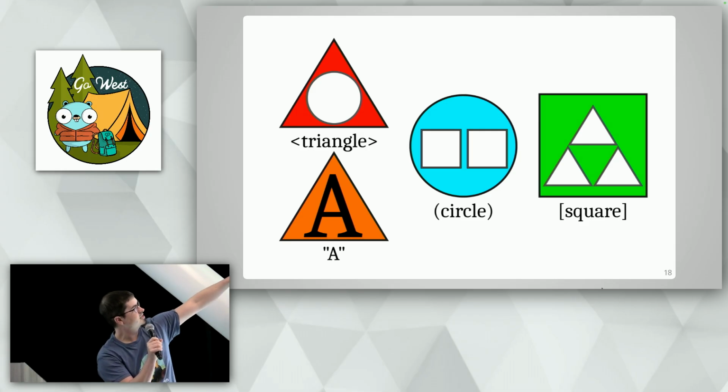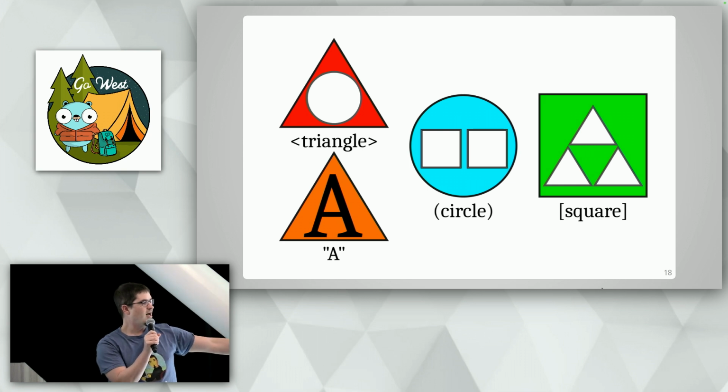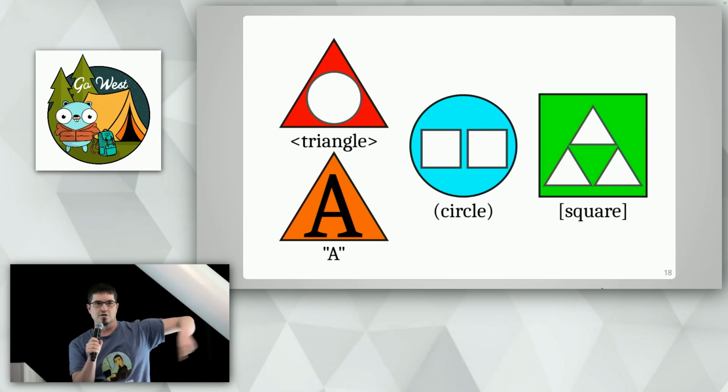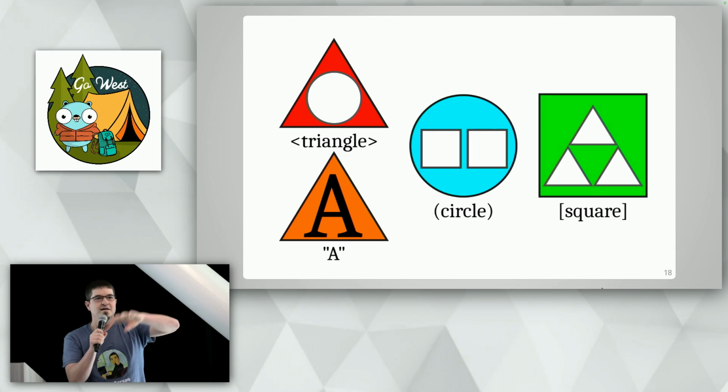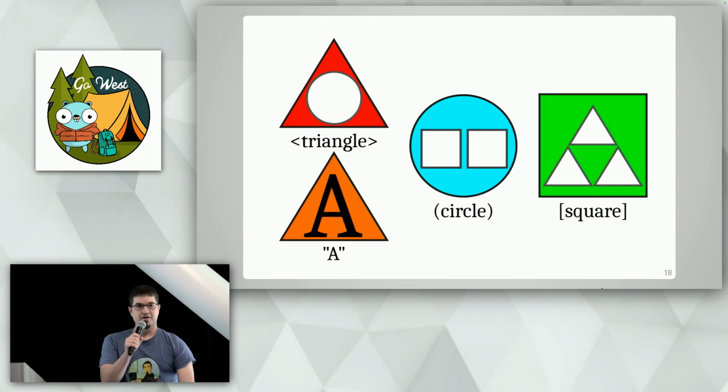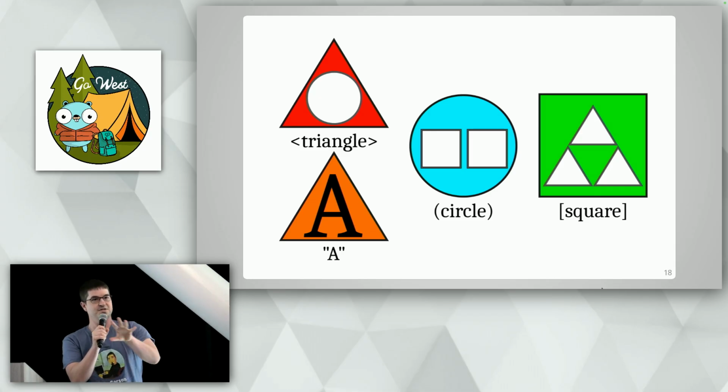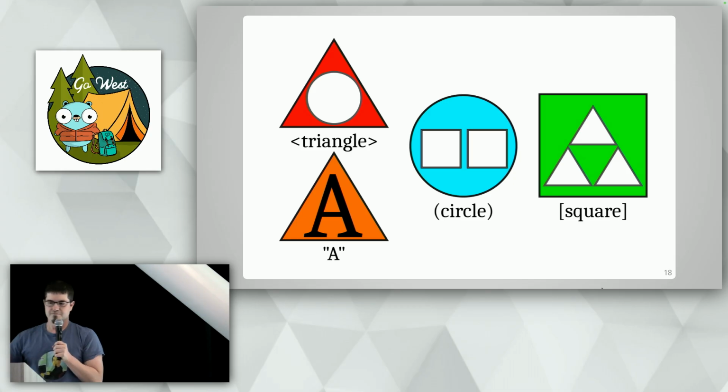So a triangle can contain up to 1 circle, or it can have a character inside of it. We can have a circle with up to 2 squares and a square with up to 3 triangles, right? And you can see that there's a loop here, because then that square can have triangles, that can have circles, it can have squares, and you can build a very, very complex shape with shapes and shapes and shapes inside of it using just these 3 shapes, or 4 if you count the character triangles separately.